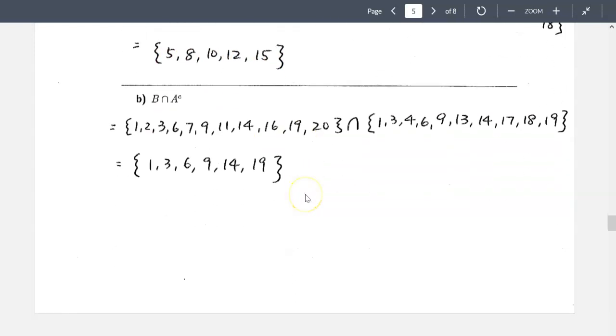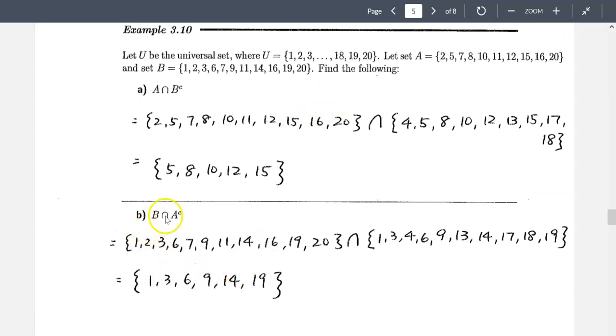Okay, here's one more example. Let's do this so we can see the original question. Now part B says B intersect A complement. Now this one is the reverse, where we list B out first and then we intersect A complement. So we have to go back and look at the original question. A is this set of numbers: 2, 5, 7, 8, 10, 11, 12, 15, 16, 20. A complement will be all the other numbers that are in U but not in A. So 1, 3, 4, 6, 9, 13, 14, 17, 18, and 19. And their intersection, that means what do they both have in common, will be 1, 3, 6, 9, 14, 19. Now remember, when you list out all the elements, you have to remember to use brackets.